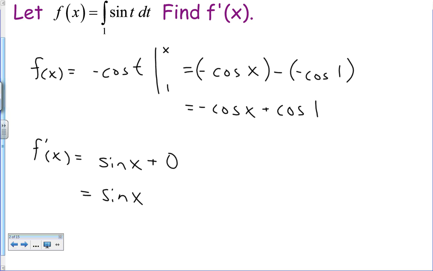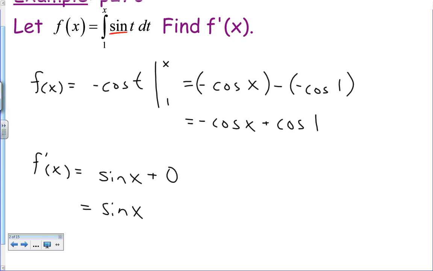So notice that we end up with the same function that we started with. We started out with sine of some value t, and we ended up with sine of x here at the end. The only difference is that we ended up with the sine of x instead of the sine of t. So in other words, it looks like we've in essence taken the upper bound and done a substitution in order to get this final result.